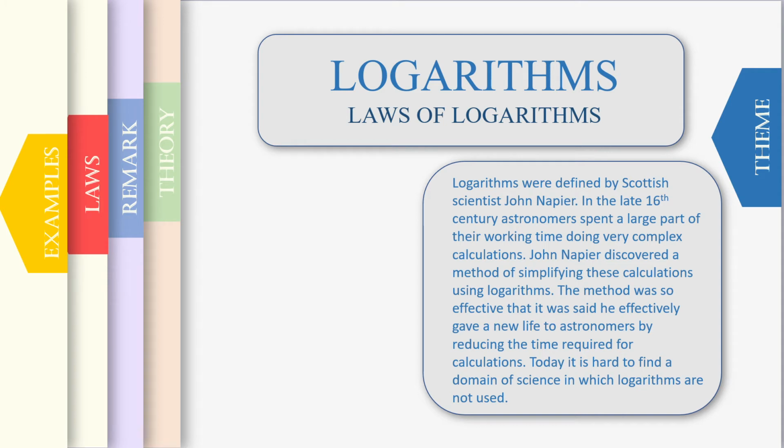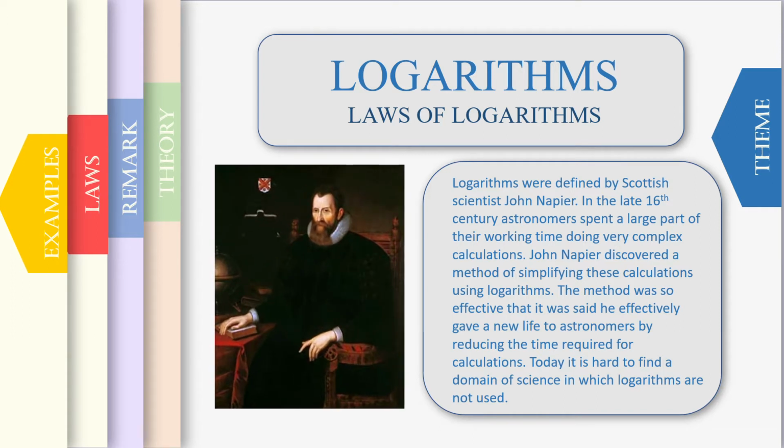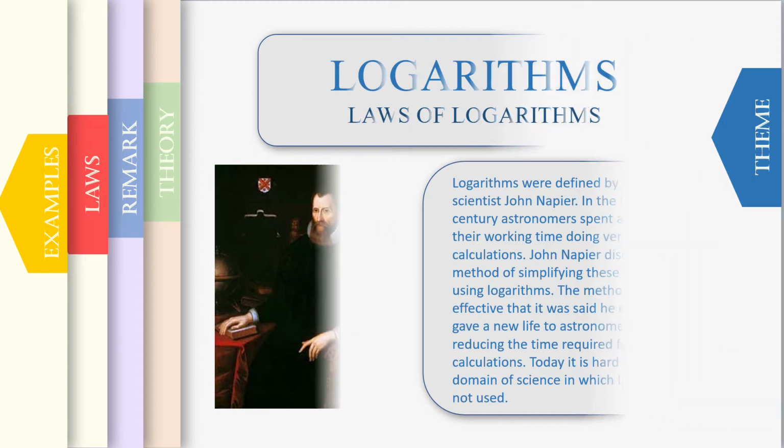Logarithms were defined by the Scottish scientist John Napier. In the late 16th century, astronomers spent a large part of their working time doing very complex calculations. John Napier discovered the method of simplifying these calculations using logarithms. The method was so effective that it was said that he effectively gave new life to astronomers by reducing the time required for calculations. Today, it is hard to find a domain of science in which logarithms are not used.